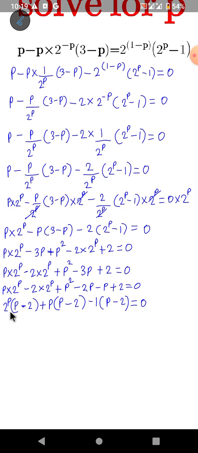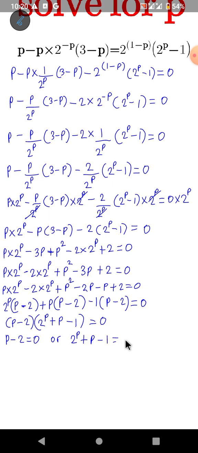Now my next step will be to say, since p minus 2 is in this place, I'll just write 1, p minus 2. Then here, open another bracket. Here will be 2 raised to the power of p plus p minus 1 equal to 0. Now from here, I can simply say that p minus 2 is equal to 0, or 2 raised to the power of p plus p minus 1 is equal to 0. Then from here, I can simply say that p is equal to 2. So this is one of the roots of this equation. p is equal to 2.